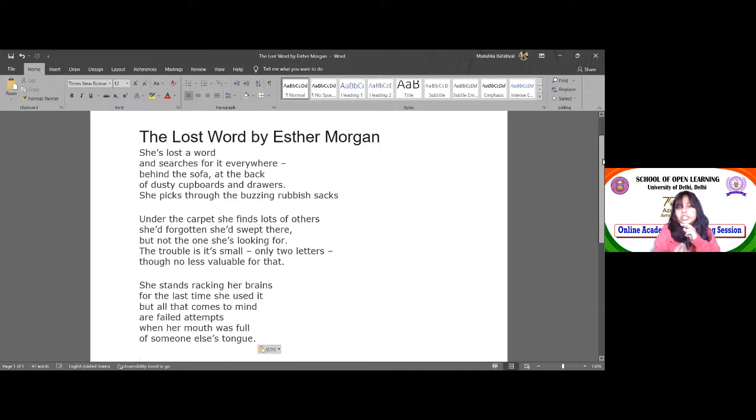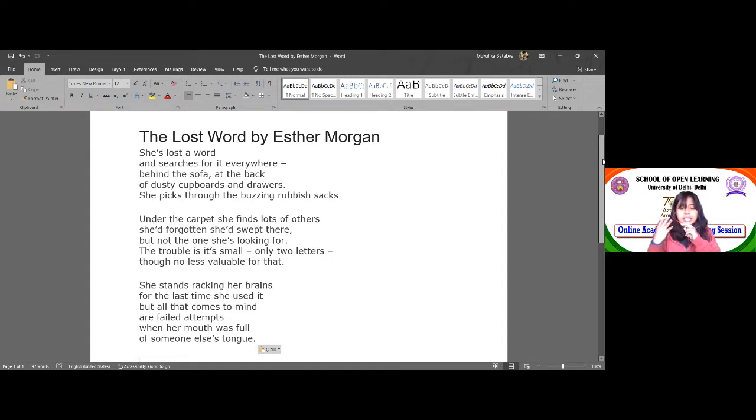Similarly, the word that she lost is very small and it's only two letters, but it does not mean that it is not valuable enough. It has a lot of value and she's looking for it because she wants to find it.